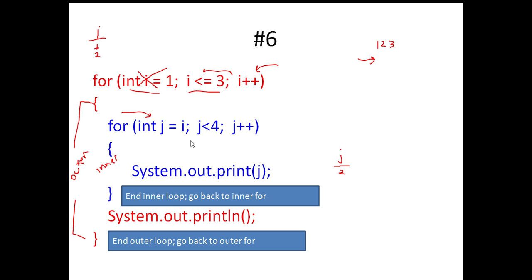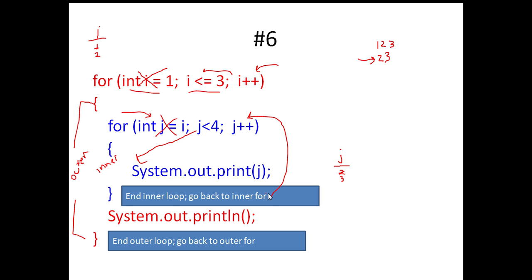And so 2 is less than 4, so we go into the loop and we print j, and we're on the next line here, so we're at 2, and then we end the inner loop and go back up to this. So again, we're not going to be touching this, and so j gets incremented to 3. 3 is less than 4. Jump back into the loop, print j, so we're printing a 3.